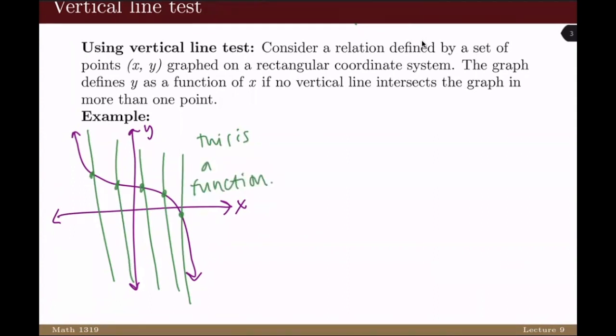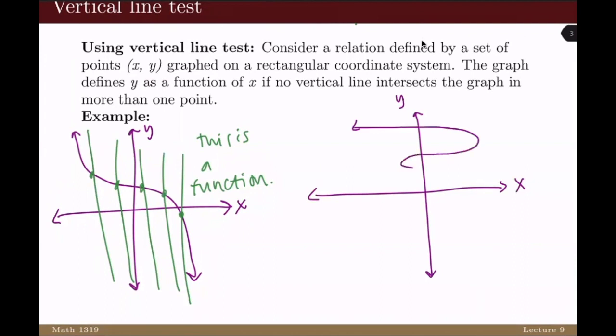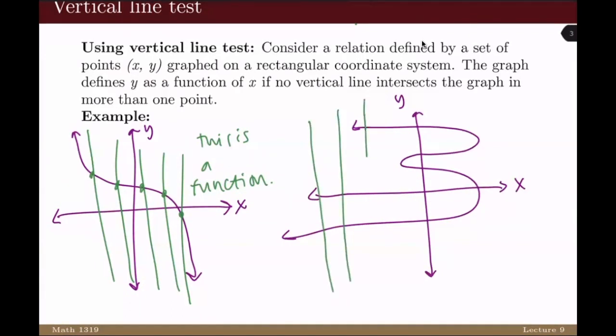Let's do another example. Let's say we have this function. And let's go ahead and start drawing some vertical lines through it. We can see over here we're doing all right. But once we get here, I have 2 crossings, and then it kind of gets worse. So I have 4 here, 4 here, right? So my vertical line is intersecting this function at more than one point. So this would be not a function.